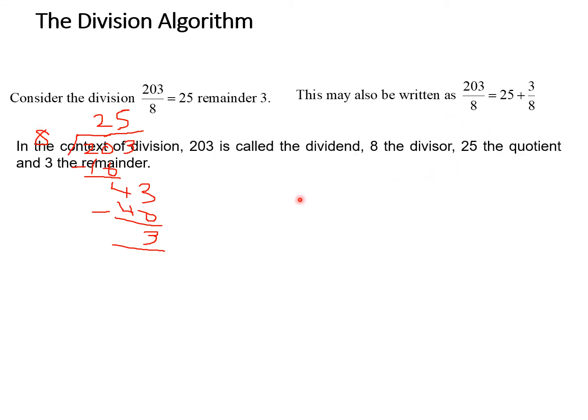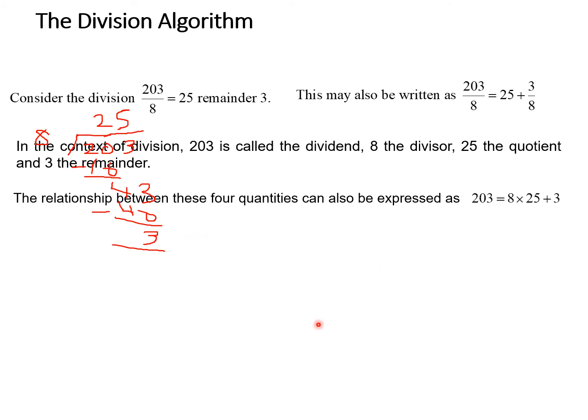And next, in the context of division, 203 is known as the dividend. Okay, 8 is the divisor, and 25 is the quotient. 3 is the remainder, and 8 is the divisor. 203 is the dividend. And the relationship between these four quantities can be expressed as 203 equals 8 times 25 plus 3. I think you're more comfortable expressing it in this form rather than this form.